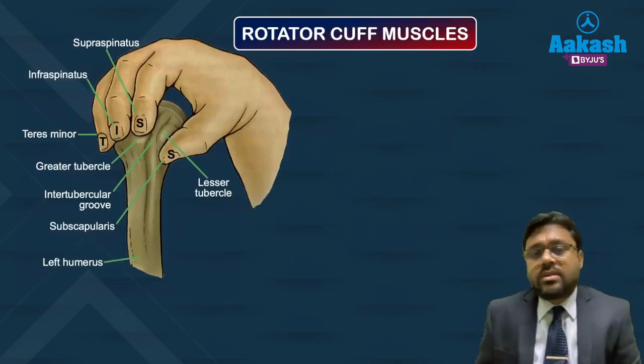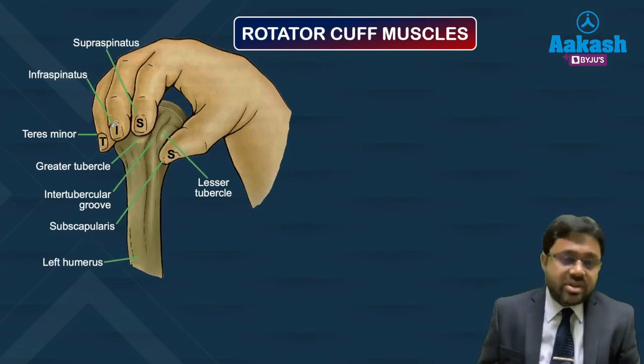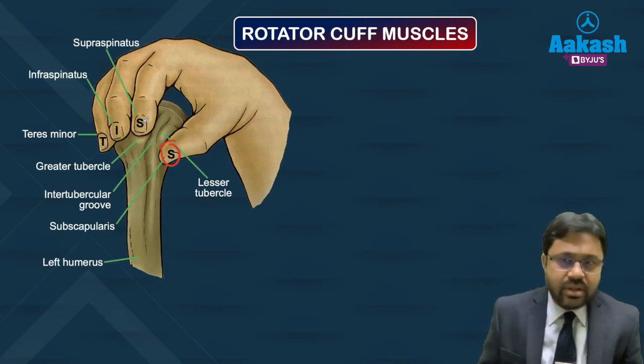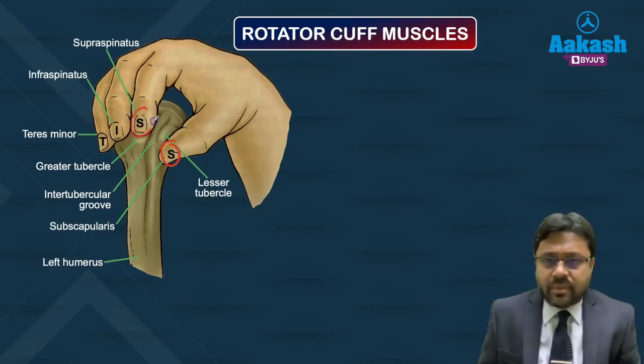Now, this is a nice diagram depicting the insertion of the four rotator cuff muscles. Look at the four fingers that depict the insertion of the muscles. This is for the subscapularis at the lesser tubercle of humerus. These three are for the insertion at the three facets, three flat zones, of the greater tuberosity. We begin with supraspinatus in the upper part, then infraspinatus, then teres minor.